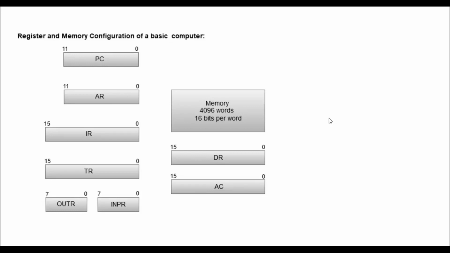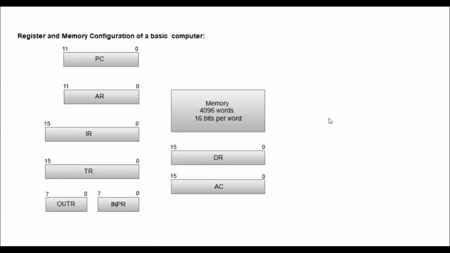The program counter, or the PC, also contains 12 bits, which hold the address of the next instruction to be read from memory after the current instruction is executed. That is the function of the program counter. And the accumulator, the AC, is a general purpose processing register.